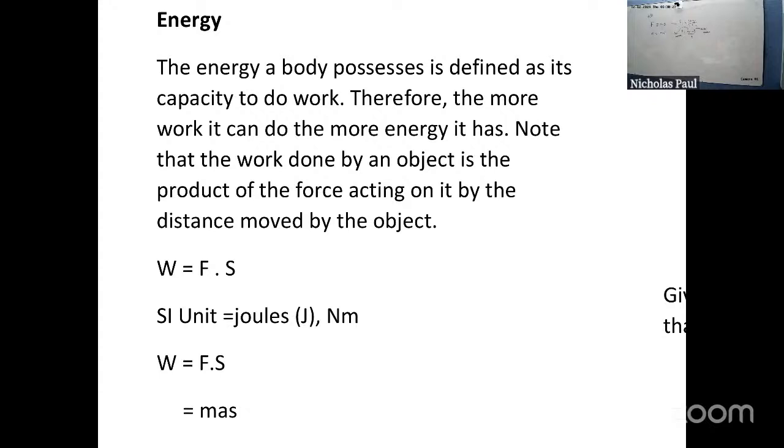If you do more work, then you can move the object further, or you have a larger force. So note that the work done by an object is the product of the force acting on it and the distance moved. You'll understand now why I ask for a more specific definition for moments. Moment is not force by distance. Force by distance moved is technically work done. But moment is force by perpendicular distance from the pivot.